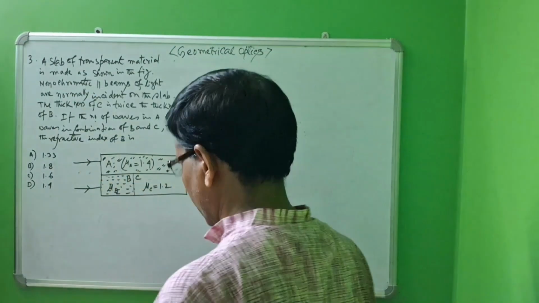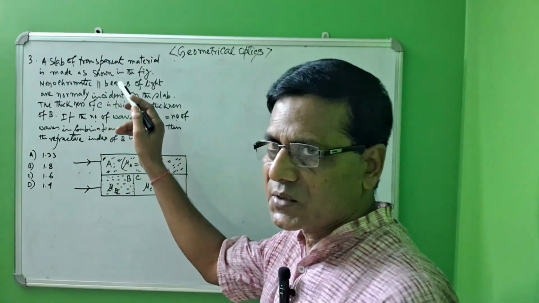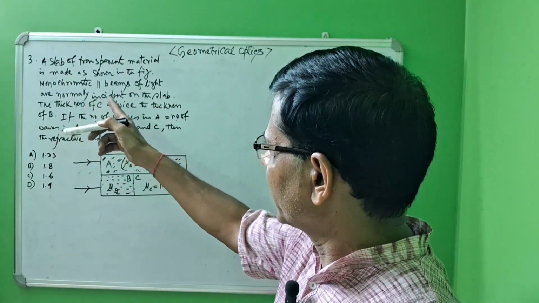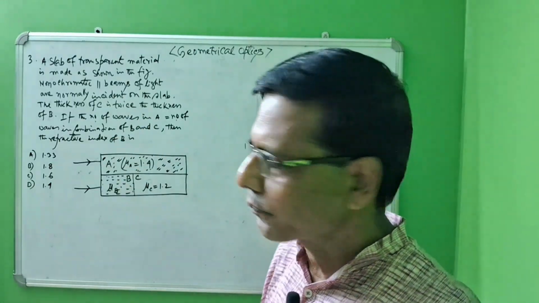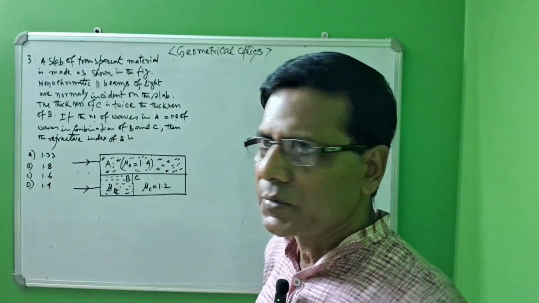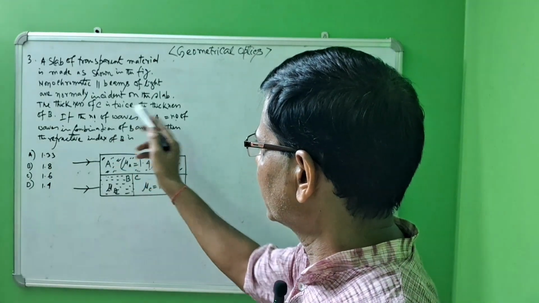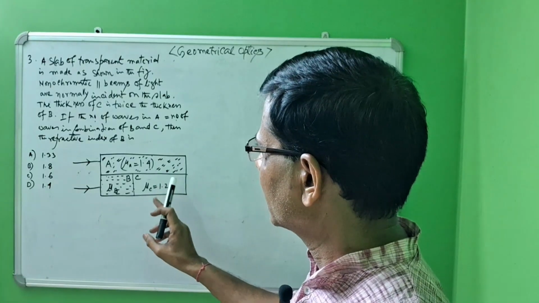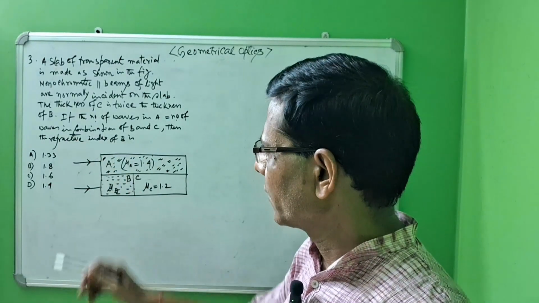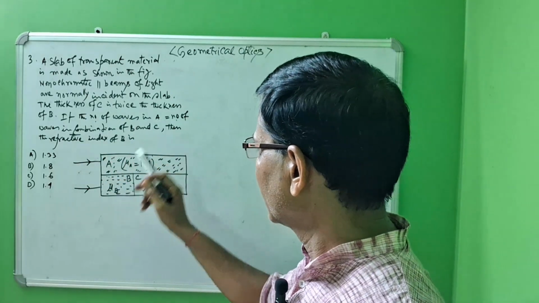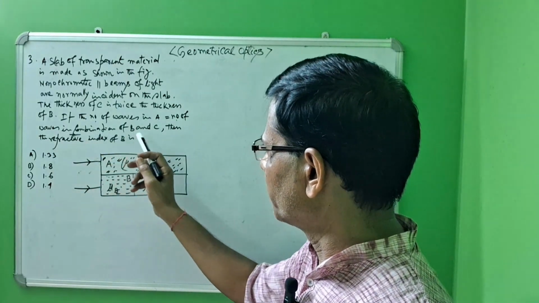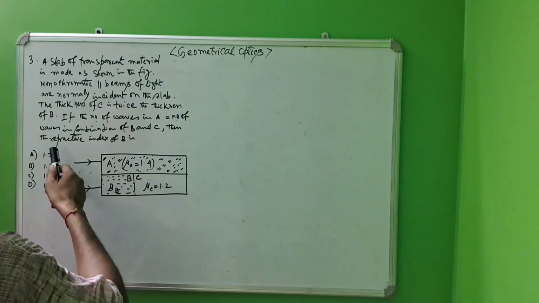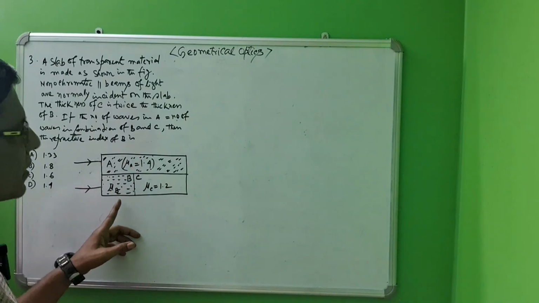Number 3 problem: a slab of transparent material is made as shown in the figure. Monochromatic parallel beams of light are normally incident on the slab. The thickness of C is twice the thickness of B. If the number of waves in A equals the number of waves in the combination of B and C, then we have to find the refractive index of B, mu B.